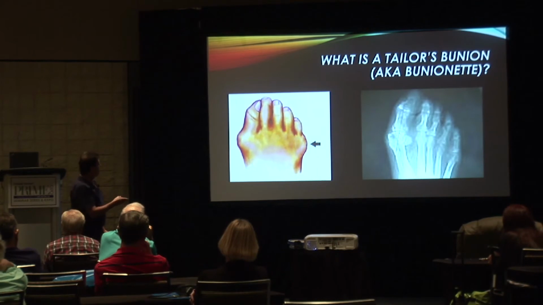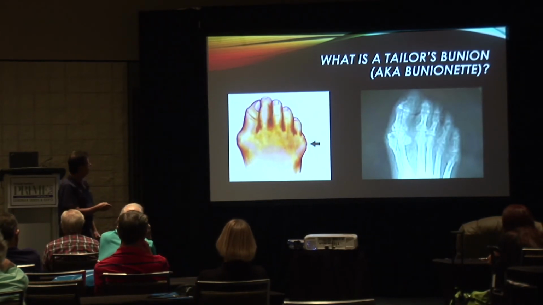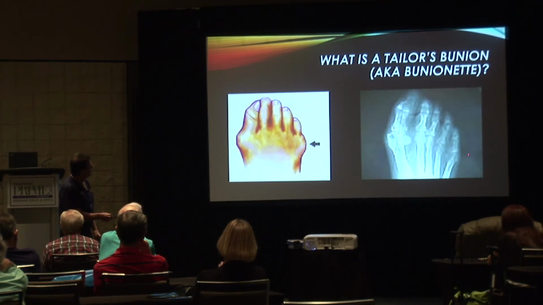Okay, we talked about Taylor's bunions a second ago, also known as bunionettes. And here you can see another example. Notice how the fifth metatarsal is angulating outward. It's not as straight as the fourth, third, or second metatarsal. Of course, this patient has a bunion as well.